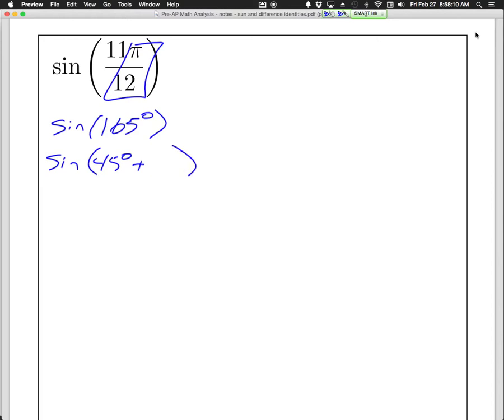So what do I do to figure out the other one? Subtract 45. Subtract 45 from 165, which gives me 120. We can do that. We know we're going to do sine of A plus B. So that means we want sine of 45, cosine of 120, plus cosine 45, sine of 120.